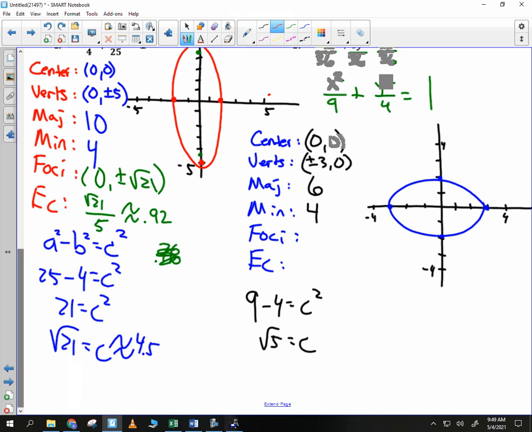Okay, so foci is going to be the square root of 5 units in each direction, 2.25. So that would be plus or minus the root of 5, 0.